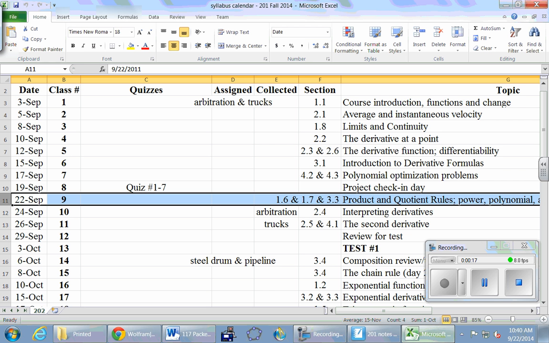A quick look at the calendar shows us that today we are talking about something called the product and quotient rules, and then in the activities you'll spend some time reviewing some pre-calculus functions, powers, polynomials, and rational functions.